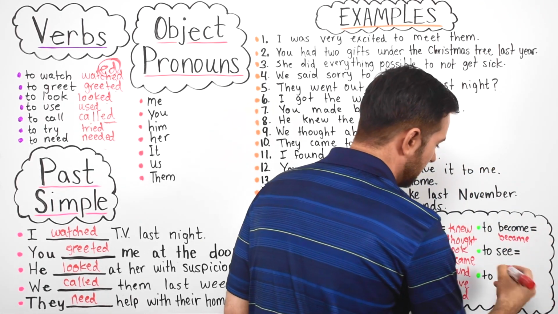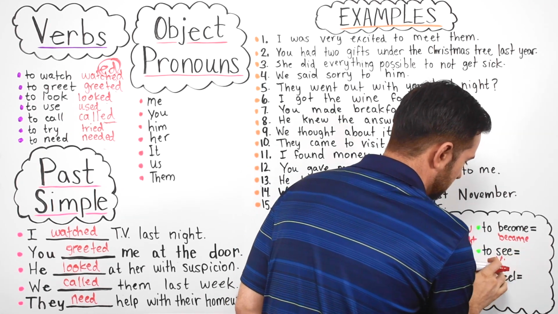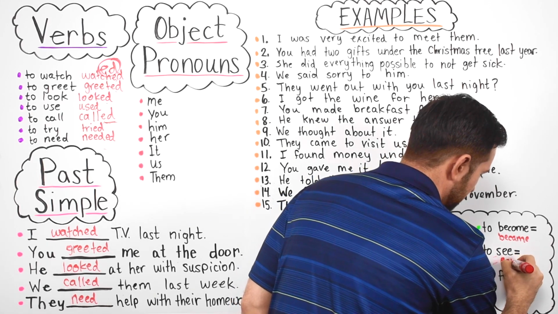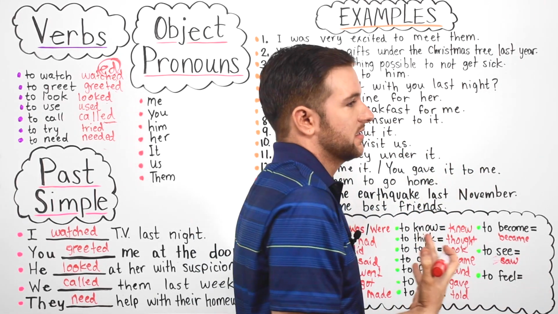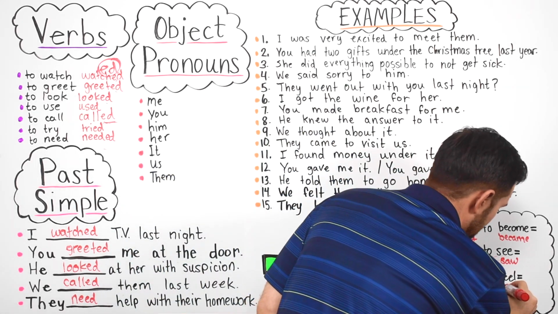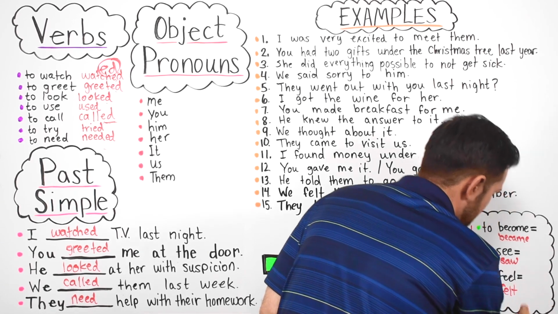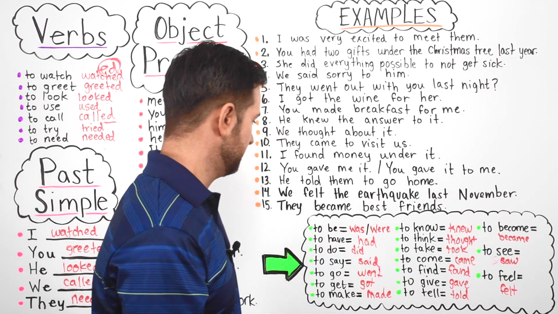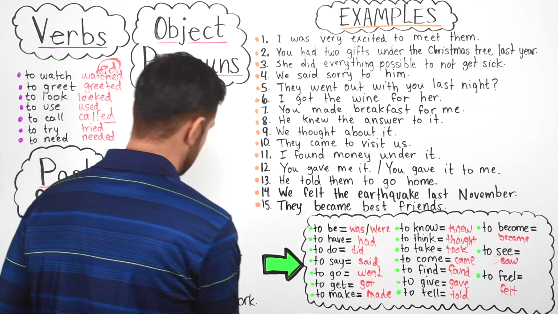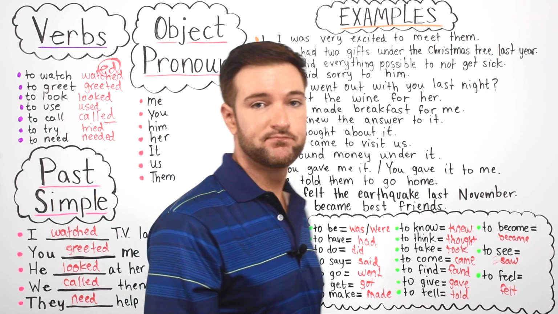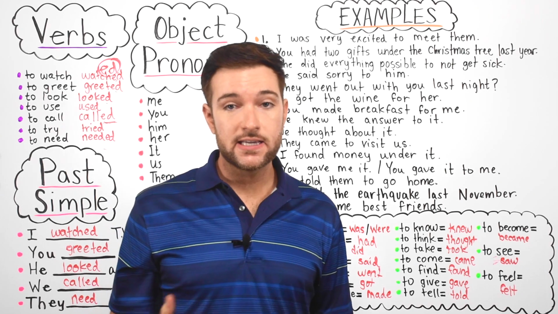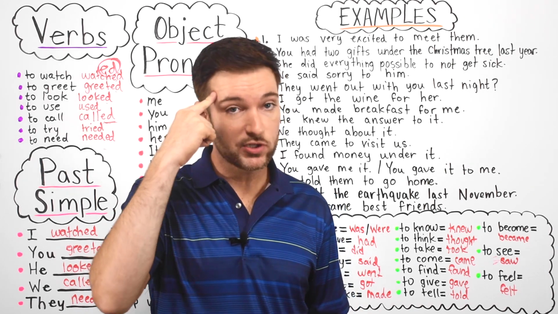To see, voir. Oopsie, I put voir en français. Okay, to see, saw. And then to feel is like ressentir, and we say felt. I felt happy, I felt sad. Ressentir. So here we have all irregular verbs. Voilà donc les formes du passé irrégulières que vous devez mémoriser.